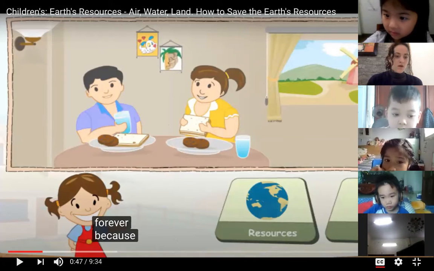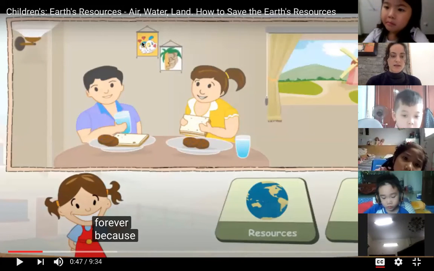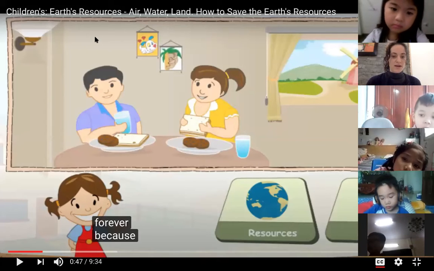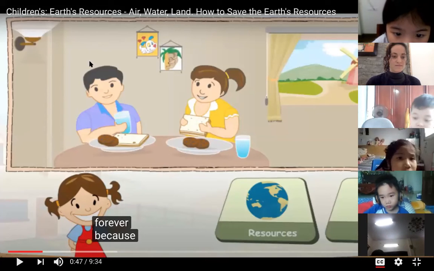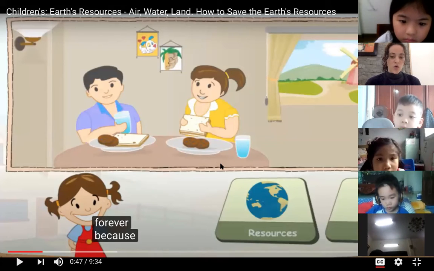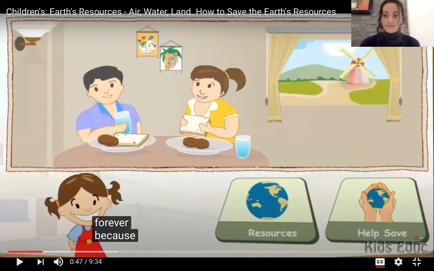What happens when we use all of a resource? Can the earth make more? I guess it depends, right? But can the earth make more coal? Coal is billions of years old. No, right? It's gone forever. That's why we have to be careful.